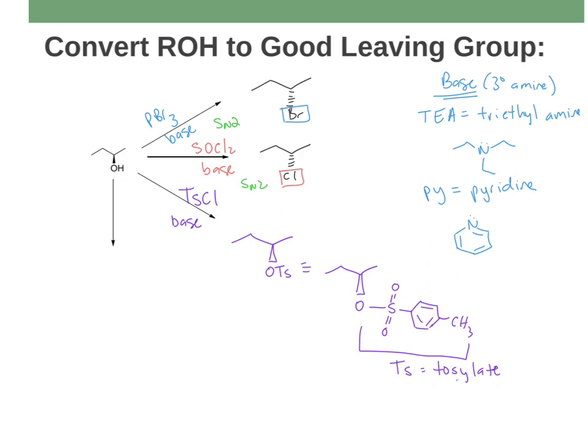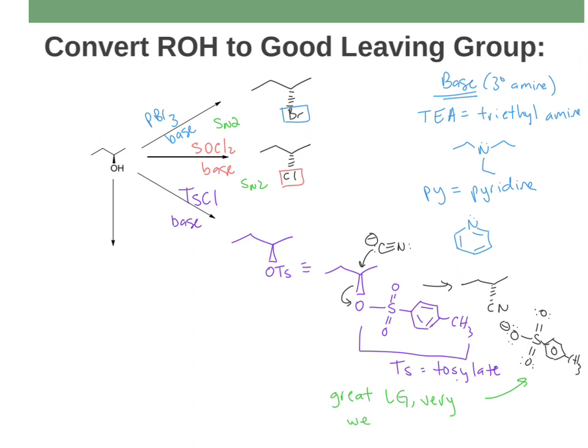Now, let me just draw that right now for you, right? If I imagine something coming in and attacking this, let's just say it's a cyano group, right? It attacks, does a backside attack. The idea here is that what you're going to make, all right, so we did it, it's an SN2 reaction, but the leaving group that you create is this. Right, and the idea here is that this is a great leaving group, right, because it's a very weak base. Very weak base, it's very stable.